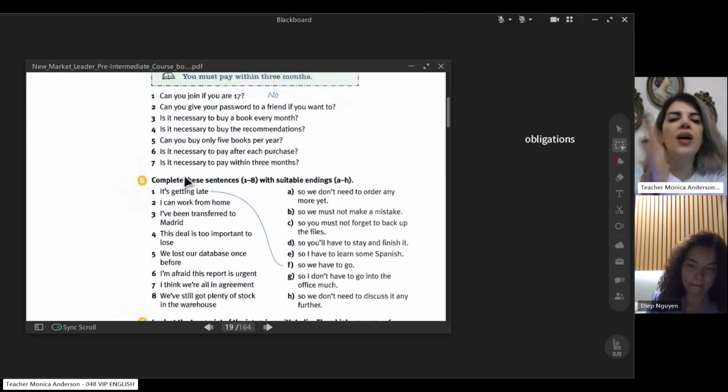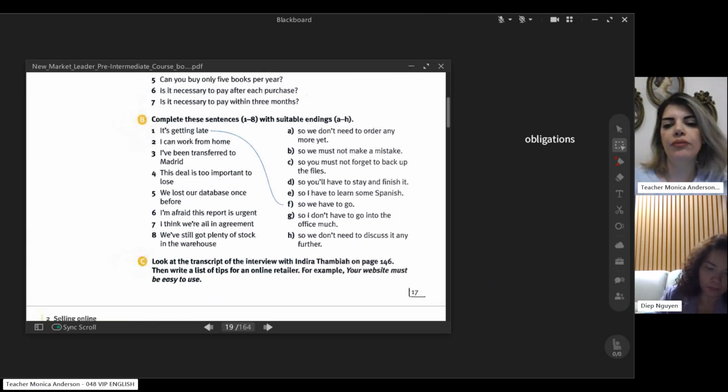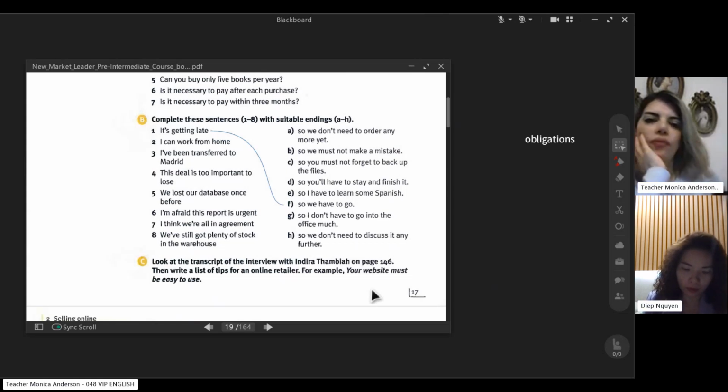Well, now we have some sentences here in the left column. And of course, we have some alternatives, suitable endings in the right column. So we need to match them. Okay. First one, it's getting late, so we have to go. I can work from home, so I don't have to go into the office much. Very good.